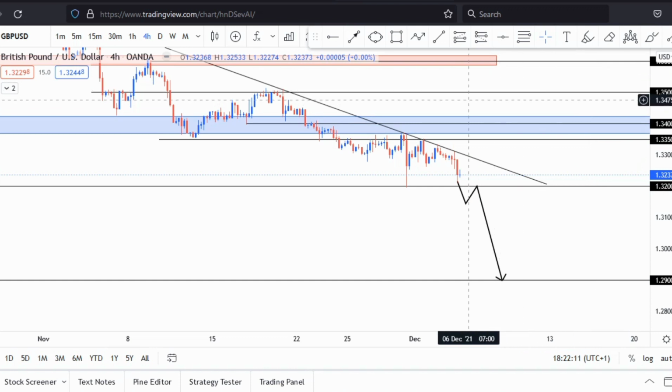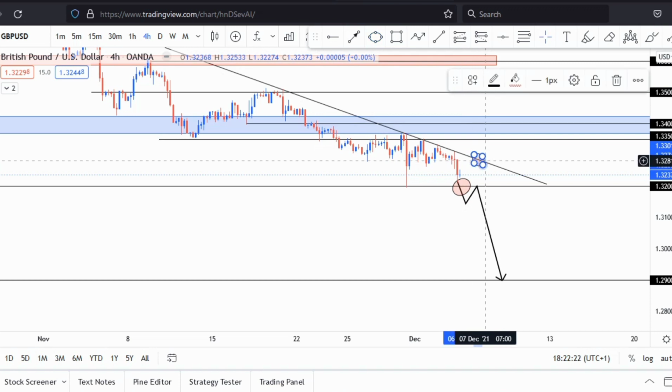So in the coming week, we will be looking at this key area over here, the 1.32 level, and we'll be looking at this trend line over here and see how price reacts to the trend line. If price breaks it up, then we'll be looking to capitalize on that move.